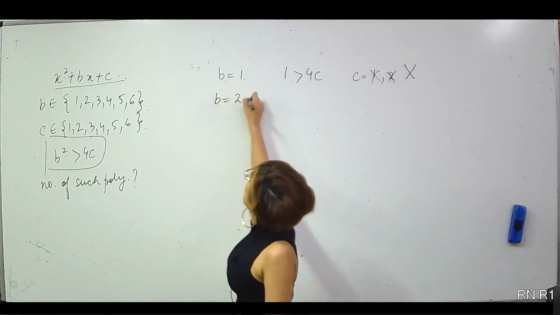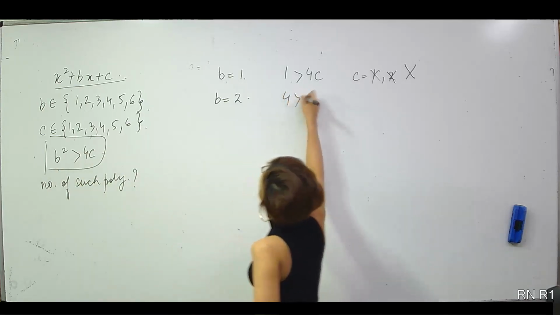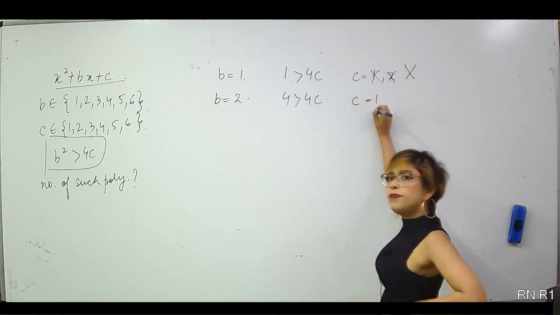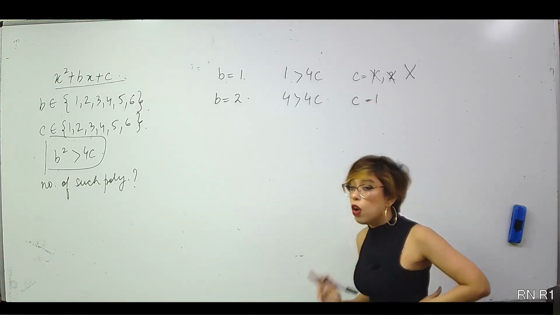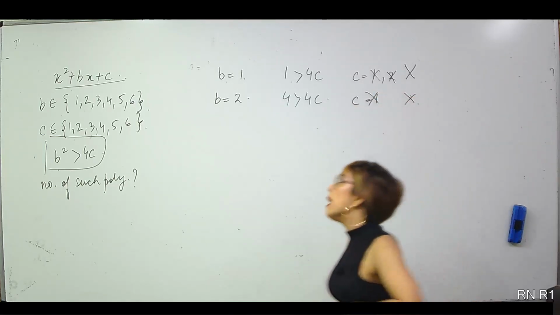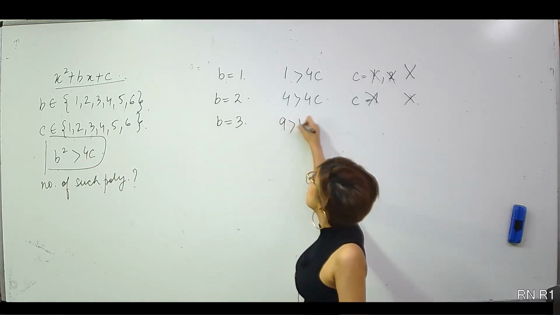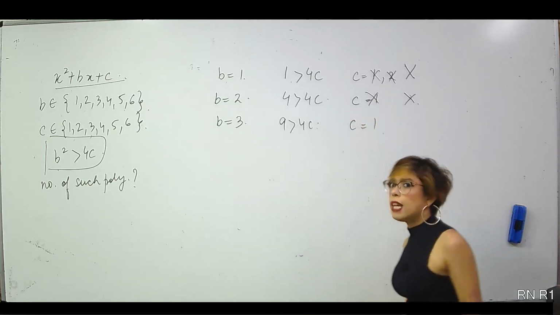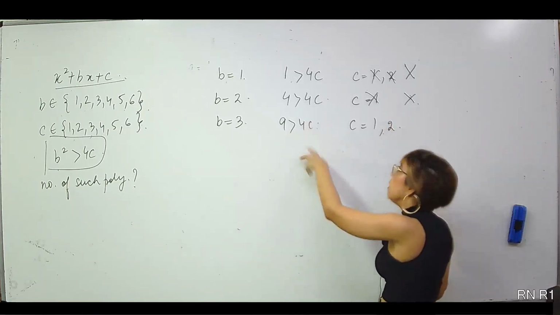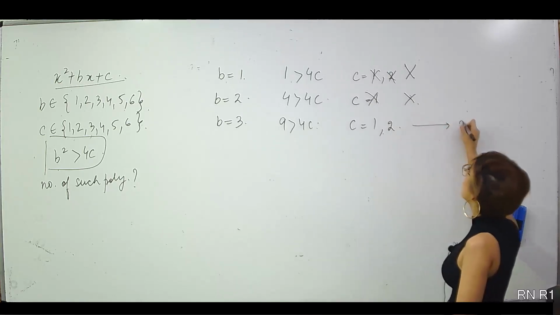When B is 2, I need 2 squared greater than 4c, so 4 greater than 4c. Do you think you can put C as 1? Absolutely not. 4 greater than 4 is wrong. 2? No. In fact, from this also you will not get anything. Next, when B is 3, that means 3 squared, which is 9, should be greater than 4c. Now C, can it be 1? Yes, because 9 is greater than 4. Can it be 2? 9 is greater than 8. Fine. Can it be 3? 9 greater than 12? Absolutely not. So just 2 values of C are there.